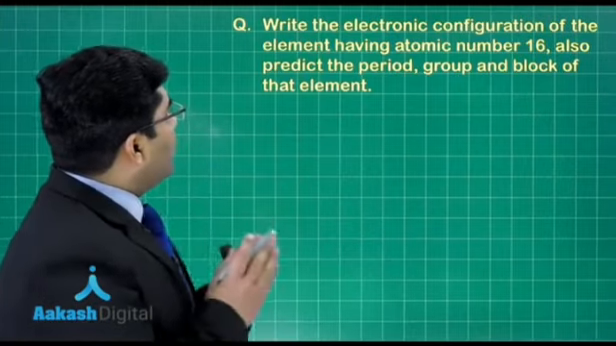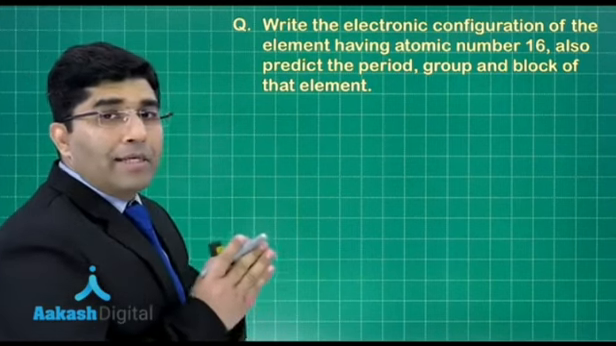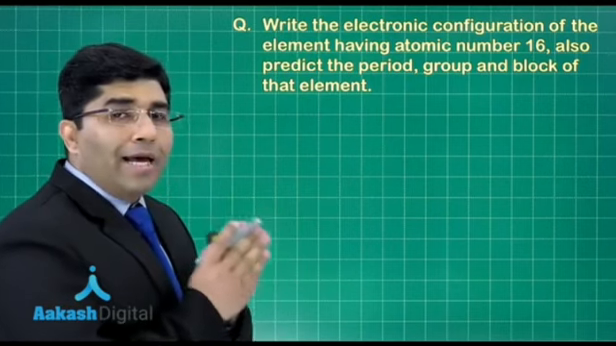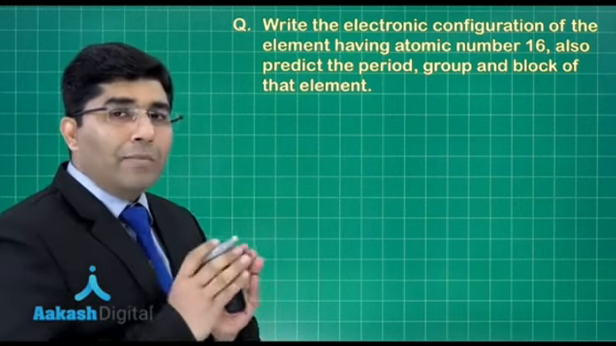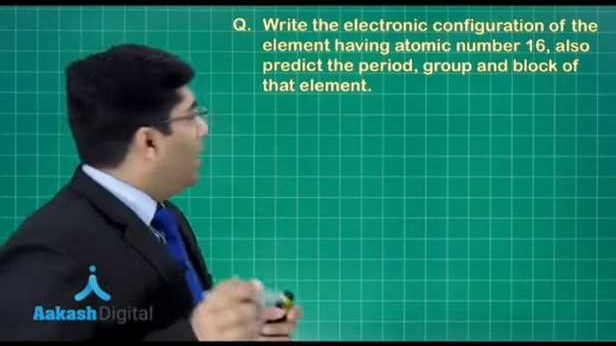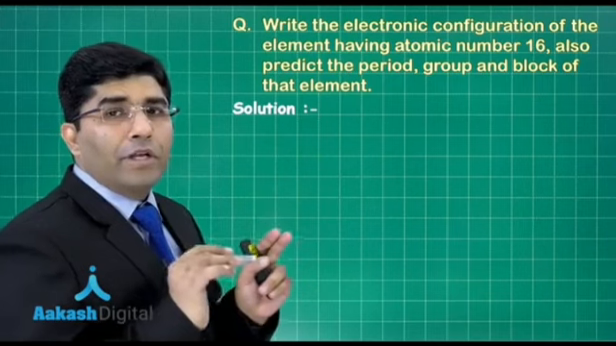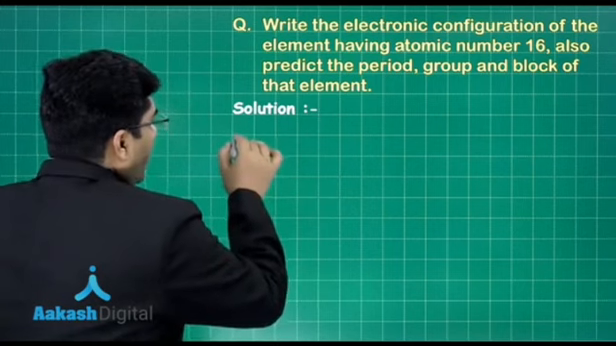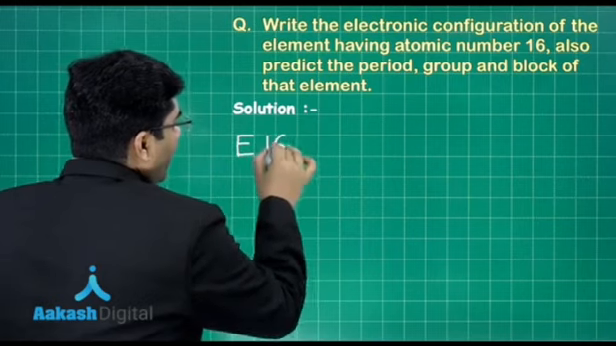In this question, they ask: write the electronic configuration of the element having atomic number 16, and also predict the period, group and block of that element. This question is very, very important for your school examinations as well as competitive examinations. Now, let's see the solution. First, we have to write the electronic configuration. Let us suppose the element is E and it has the atomic number 16, right?